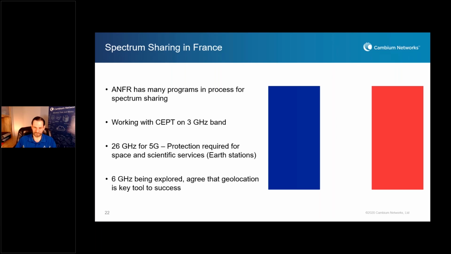6 gigahertz, again, geolocation, I didn't mention this before, but knowing where the radios are goes a long way to identifying how and if you'll interfere with incumbents. And I think that's a key point, that at 6 gigahertz, you're going to have to know where those radios are. So GPS locationing is useful, or some form of geolocation of those radios. The system, the AFC, has to know where those radios are at all times. So 6 gigahertz is being explored by many countries in the EU.